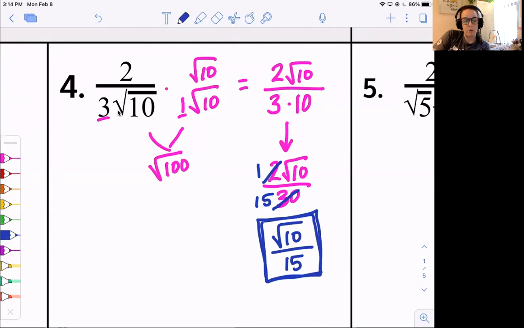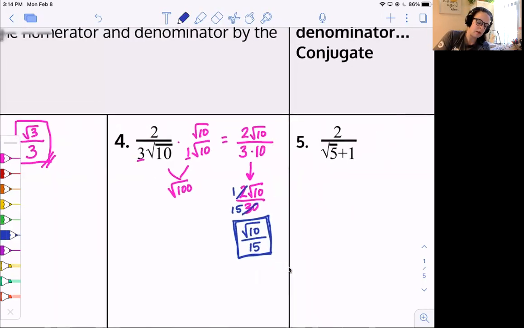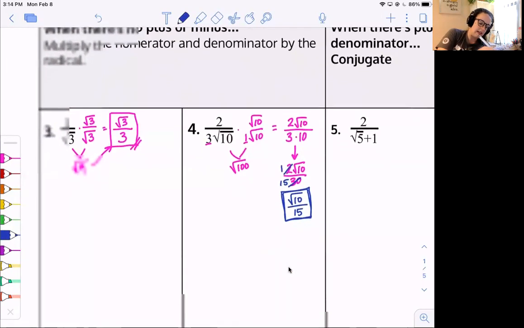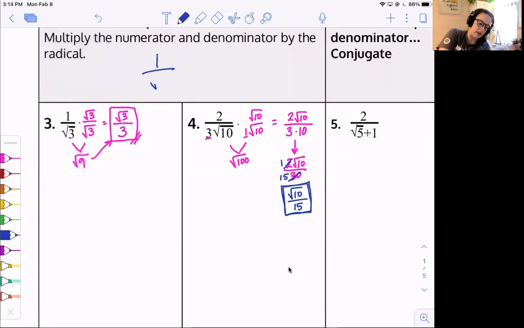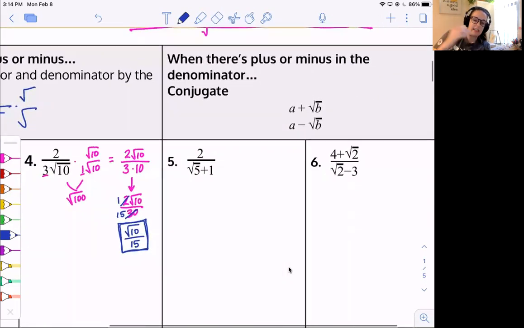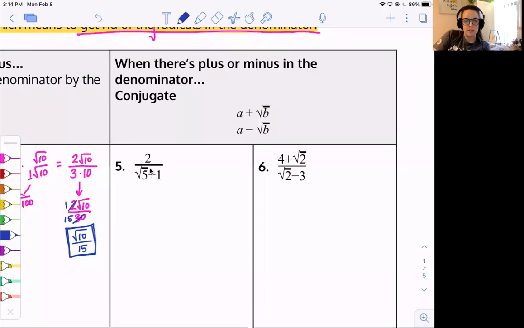Again, remember, the whole point is because I don't want to divide by square root of 10. I don't even know what that decimal is, but I can pretty easily divide by 15. Right, so that's why they wanted to do that. All right, so if there's just a radical in the bottom, we just multiply by that radical on top and bottom. If there is an addition or subtraction in the bottom, it becomes a little bit more complicated in order to get rid of the addition or subtraction.